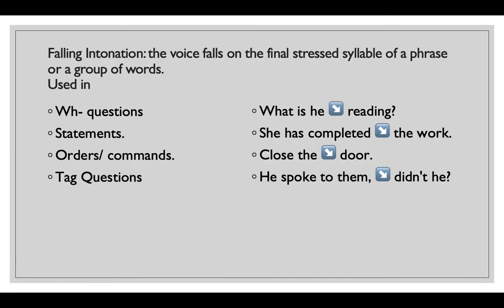So in statements, in orders, in commands, then in WH questions. Questions are basically of two types: WH questions and yes or no questions. WH questions are questions that seek information. They use words like where, why, when, who, etc. Sentences beginning with such words are WH questions, and they seek an answer. When did you go there? Yesterday. Why did you do it? Because I want to. Who are you? I am so and so. These are not yes or no answers.